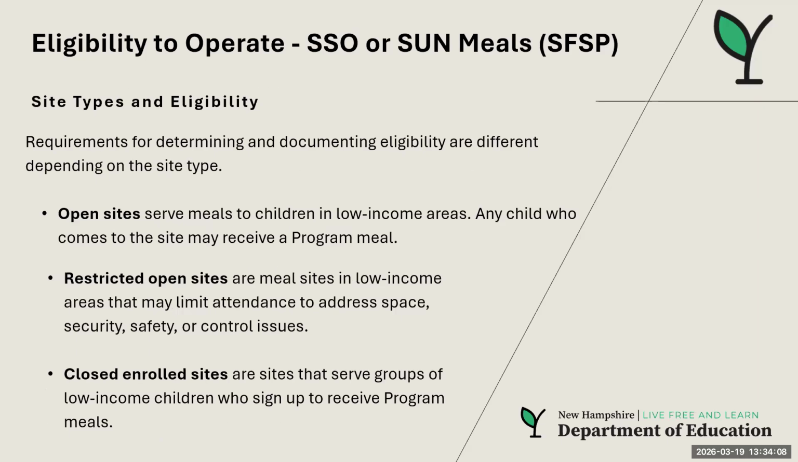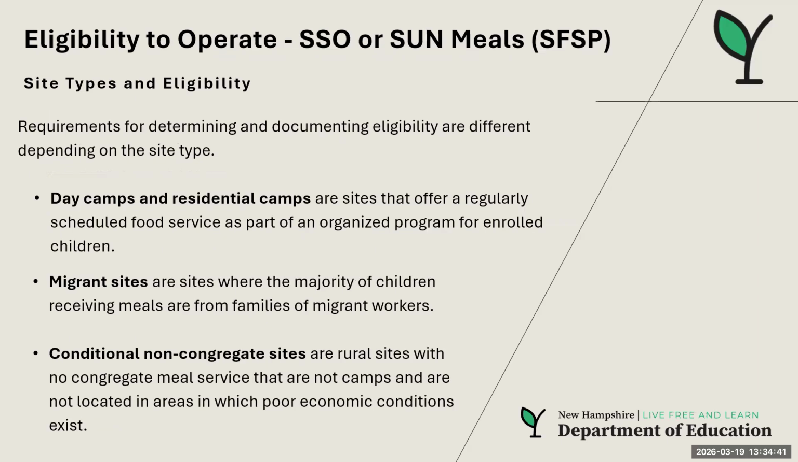So here's the eligibility to operate SSO or SFSP. There are multiple types of sites that may provide SFSP or SSO meals, and the requirements for determining and documenting eligibility are different depending on what type of site you're looking to operate. The different types of sites include open sites, restricted open sites, closed enrolled, day or residential camps, migrant sites, and conditional non-congregate sites. On this slide, you can see the explanation of open sites, restricted open, and closed enrolled. And here is a further description of camps, migrant, and conditional non-congregate. I will go into more detail on each of these site types in the next few slides.